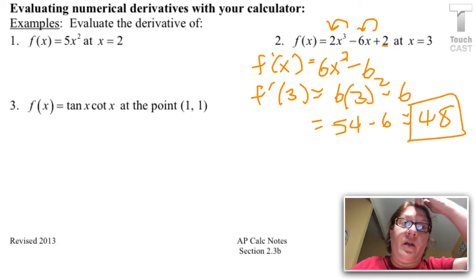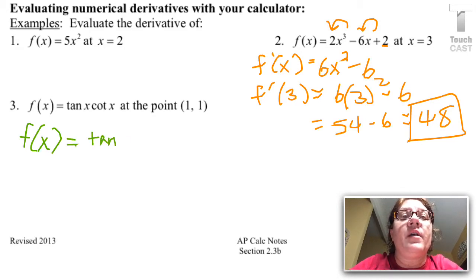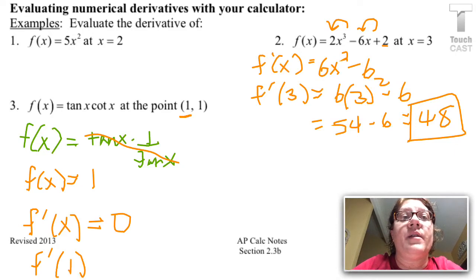And on this last one, hopefully you noticed, hey, I can simplify that. I'm going to do that first because otherwise I'll have to use the product rule. And let's see, that's really tangent of x times 1 over tangent of x, which means, oh, I get my Harry Potter wand out, those cancel. So f of x is really equal to 1, which means if I take the derivative of a constant, it's just 0. So f prime of anything, specifically 1, since that's the x I'm plugging in, is 0 because it's a constant value.